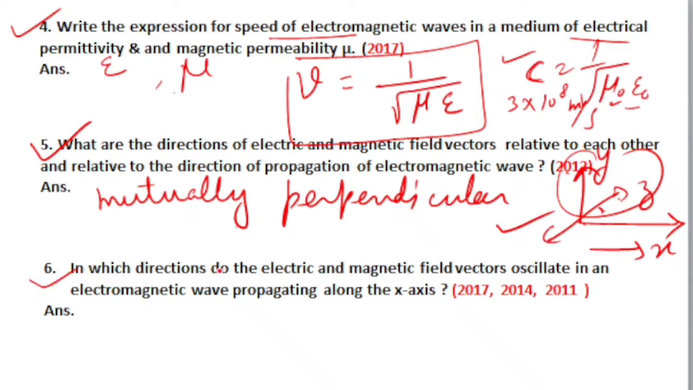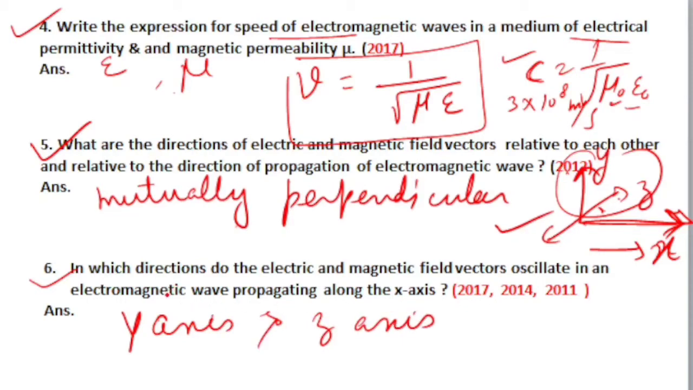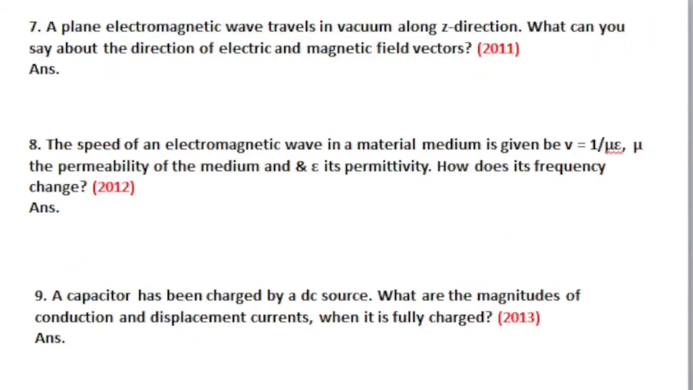Next, question number 6. In which directions do the electric and magnetic field vectors oscillate in an electromagnetic wave propagating along the x-axis? This is the direction of the electromagnetic wave, x-axis. So electric field and magnetic field are oscillating along which direction? Along y-axis and z-axis. Along y-axis electric field and z-axis magnetic field. Then in x direction the wave propagates. Hope it's clear to all of you.